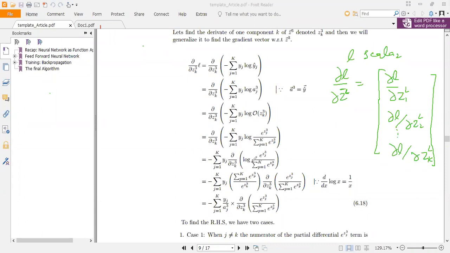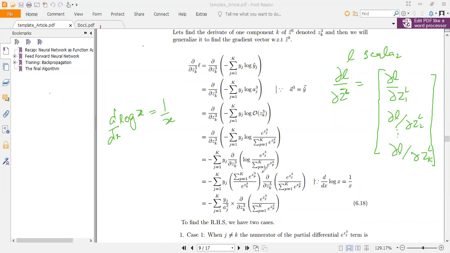This is basically the differentiation of log of another function. Fine. So we know that the differentiation of log is 1 over x. So we have d by dx of log of x is equal to 1 over x. So that's what we have done here. This is the whole argument of the log, so we will take the inverse of it. So yj times the inverse of this function, which will be the summation divided by e to the power z3k.